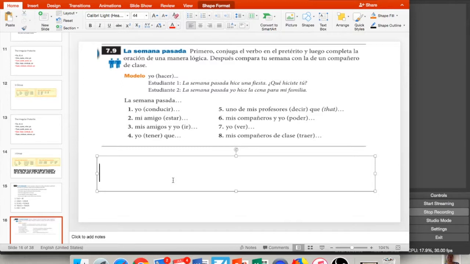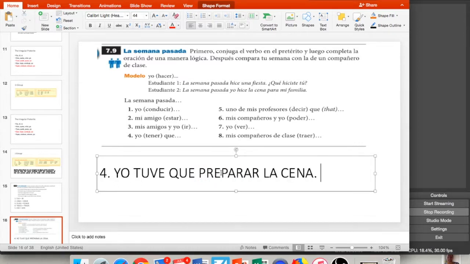So let's look at number four. It just says yo, and it says tener que, and I get to finish the sentence. So you probably remember from Spanish 1, tener que is to have to. So I had to, we want to say in the past, tener becomes what now? Pude, di, vi, hice, quise, vine, yo, tuve. Oh, right, tuve. So yo tuve que, I had to mirar Netflix. It's a hard life. Had to watch Netflix. So yo tuve que preparar la cena. I had to make dinner, prepare dinner.